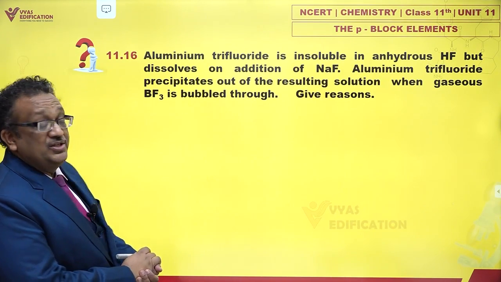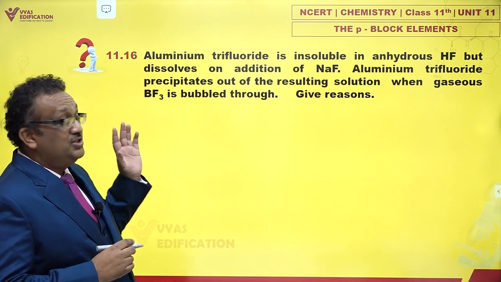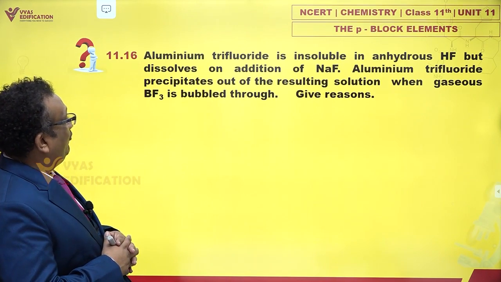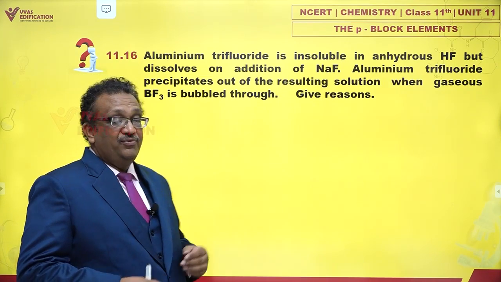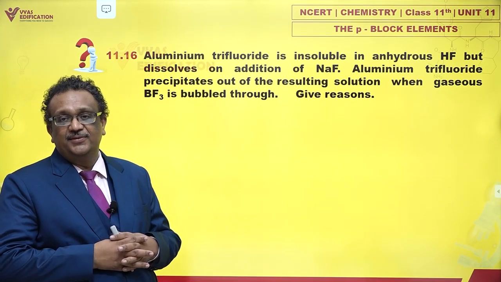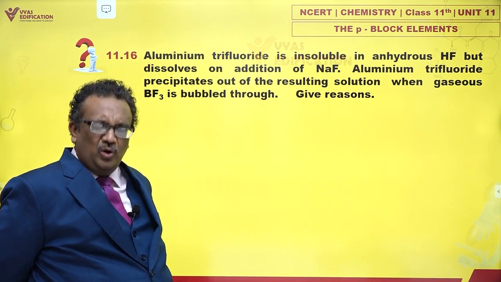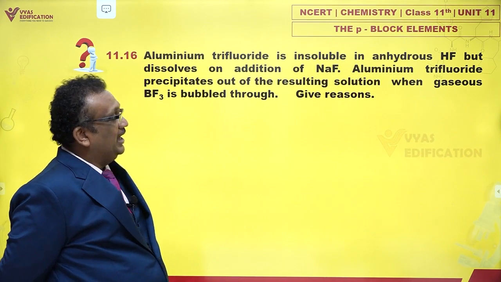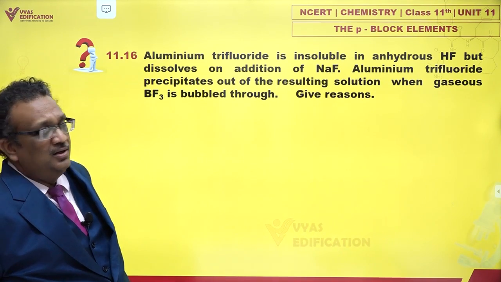Aluminium trifluoride is insoluble in anhydrous HF, but dissolves on addition of NaF. Aluminium trifluoride precipitates out of the resulting solution when gaseous BF3 is bubbled through it. Give reasons. Now, let's take a look at this one by one. A good question actually. First of all, it gives you data that aluminium trifluoride is insoluble in anhydrous HF. Fine. What does it mean?